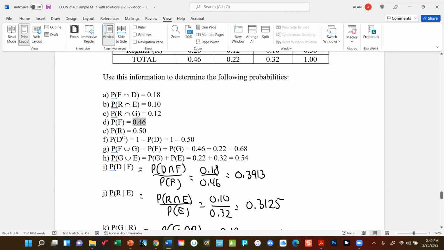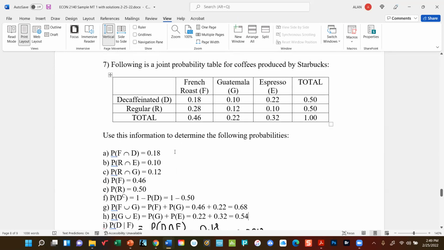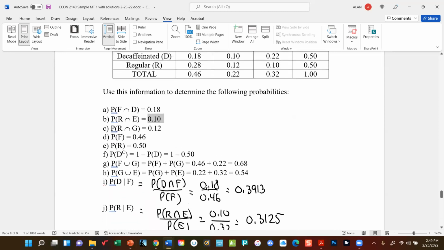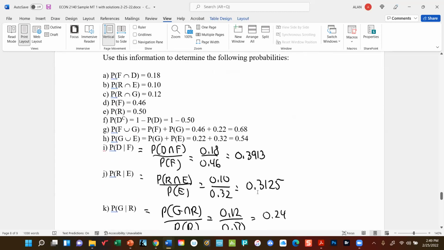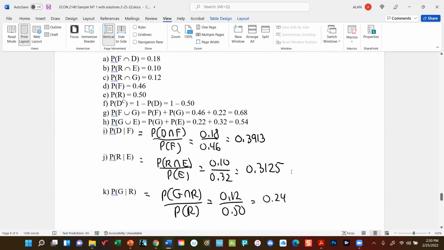Now, how about this one? R given E, regular given espresso. So we have the intersection between them here, R and E, regular espresso, which is 0.10. We've already calculated that one. E by itself, we look at the total of this column, and we see that that's 0.32. So that ratio is 0.3125. That's our answer. Very good.